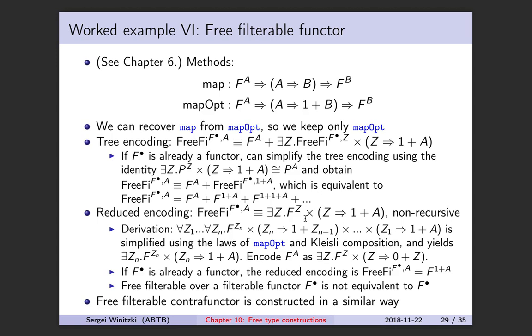Now, this is not the most economical encoding. The reduced encoding actually is like this. It is non-recursive and very concise. In order to derive it, we do the same procedure as we did before. These are mistakes. This should be existential type quantifier, not universal. I will correct this in the slides.